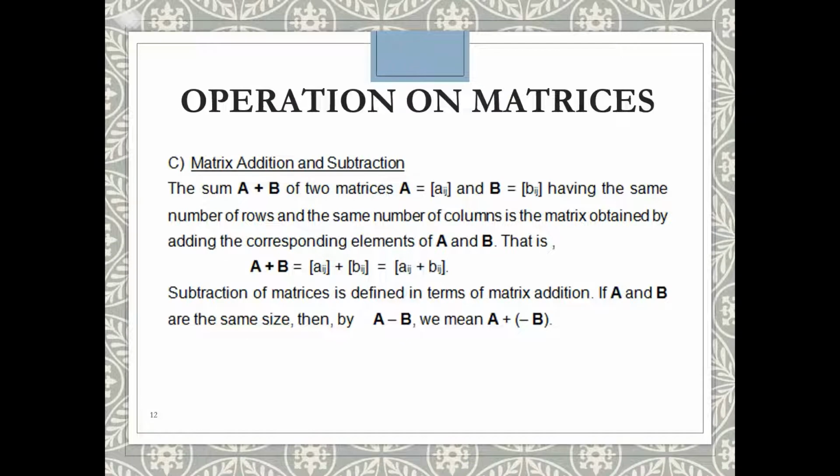Next operation is on matrix addition and subtraction. For this operation, the two matrices must have the same order or size. Otherwise, addition and subtraction cannot be performed. Consider two matrices with the same size, A and B. A plus minus B is obtained by adding or subtracting the corresponding element of A and B.